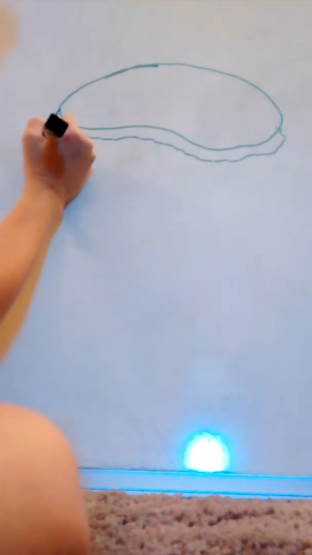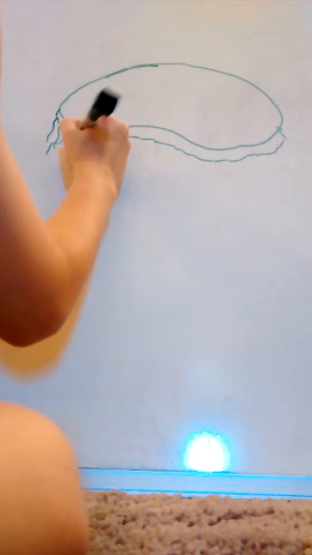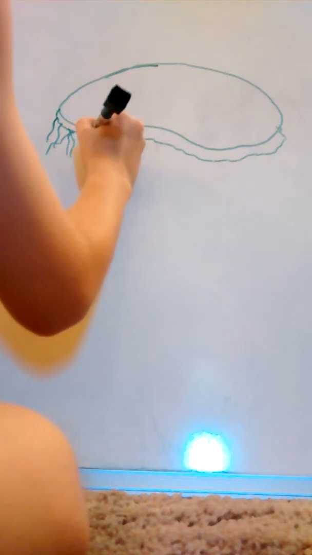And next, we need the short tentacles. So you can just go across. You can make them overlap a little bit. And I'm going to pause this so I can finish.